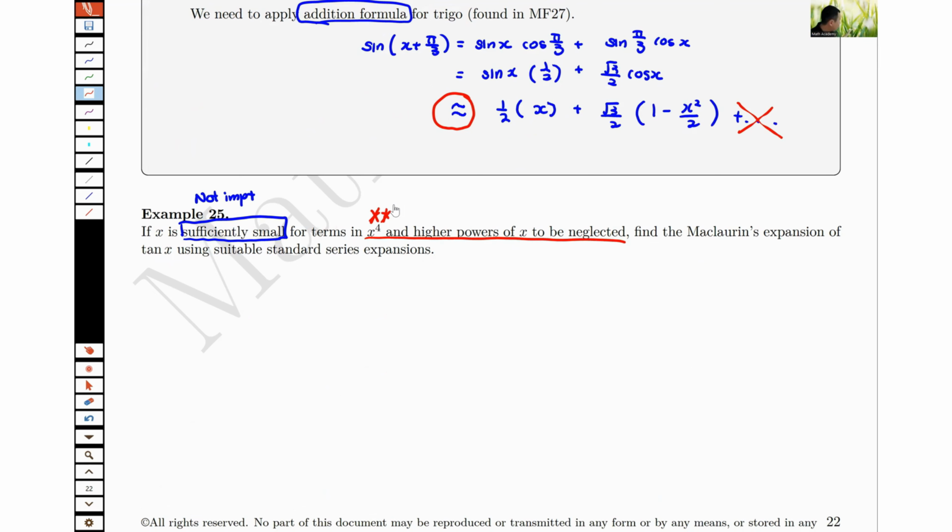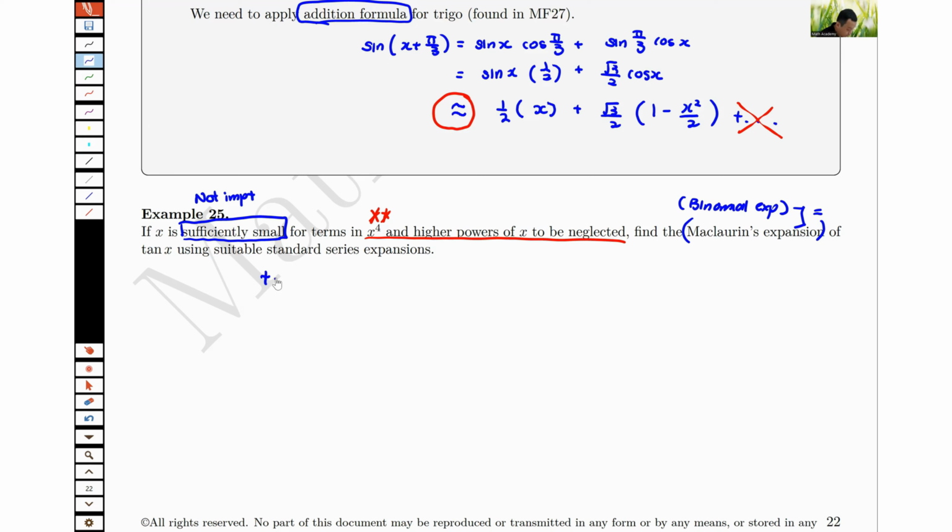They may change the power anytime. It may not be true that it's always cube and above. It could be power 4. So can we get the Maclaurin's expansion for tangent x? When they say Maclaurin's expansion or they say binomial expansion, they are referring to the same thing. These are equal to each other. Binomial expansion is just one type of Maclaurin's expansion. So don't bother too much with the phrase. Basically, you want to expand.